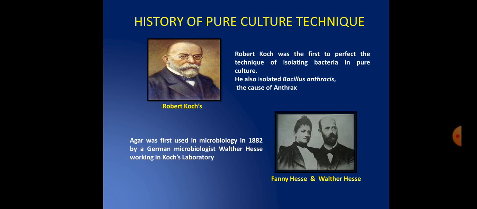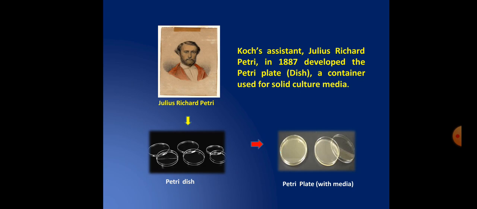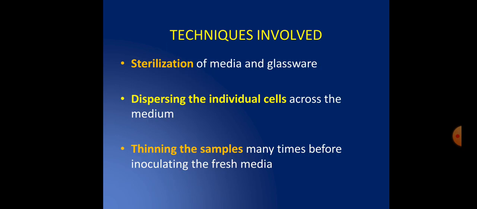History of pure culture techniques. Robert Koch was the first to perfect the technique of isolating bacteria in pure culture. He also isolated Bacillus anthracis, which causes anthrax. Agar was first used in microbiology in 1882 by a German microbiologist, Walter Hess, working in Koch's laboratory. Koch's assistant Julius Richard Petri in 1887 developed the Petri plate, a container used for solid culture media. This picture shows a Petri dish and a Petri plate with media.